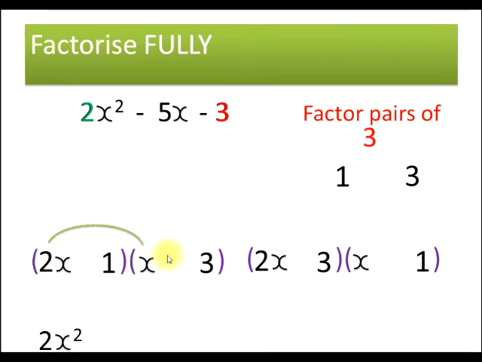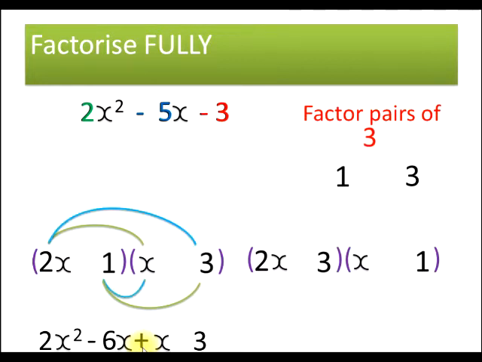So let's go ahead and expand this. This would give me 2x squared, this would give me 6x, and this would give me 1x, and this would give me 3. Now we can see from these two terms I can make a minus 5 quite easily by making this a minus 6 and this a plus 1. So if I put the minus and the plus in there, you'll see that that's making my minus 5, and when I multiply this final line, that does give me minus 3. So this is the answer. I got really lucky here, it's the first one I tried.